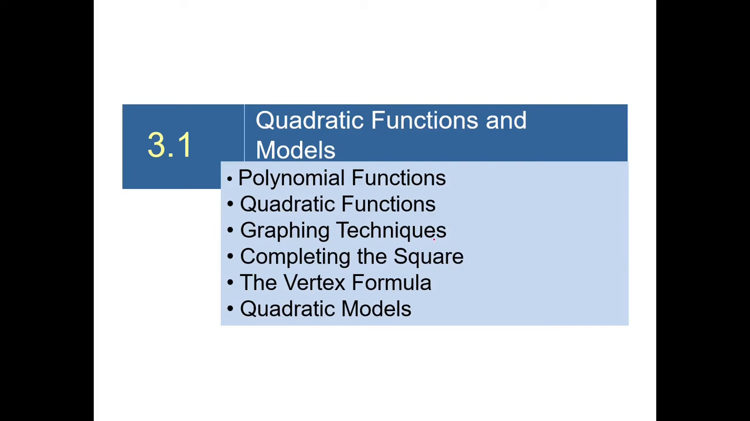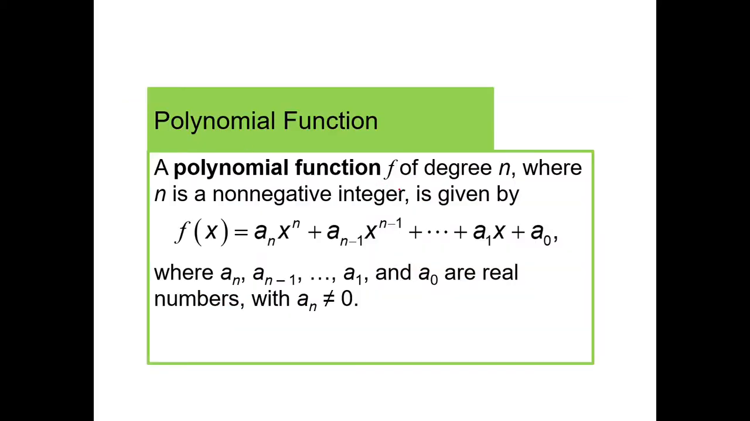In section 3.1, we're going to look at polynomial functions, quadratic functions, some graphing techniques, revisit completing the square, the vertex formula, and some quadratic models, which means word problems. A polynomial function of degree n is written in this form: f of x equals a sub n x to the n plus a sub n minus 1 x to the n minus 1 all the way to a sub 1 x plus a sub 0.